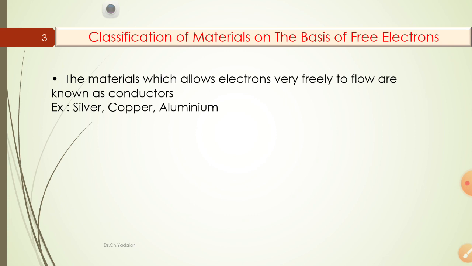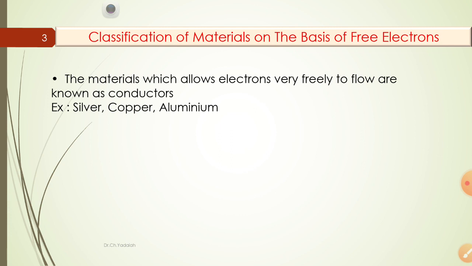The materials which allow electrons to flow very freely are known as conductors. In electrical engineering, there are three materials or elements that run the show. Those are conductors, insulators, and semiconductors. These three run the total show of electrical and electronics engineering.